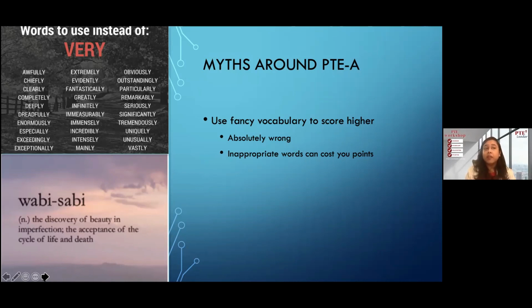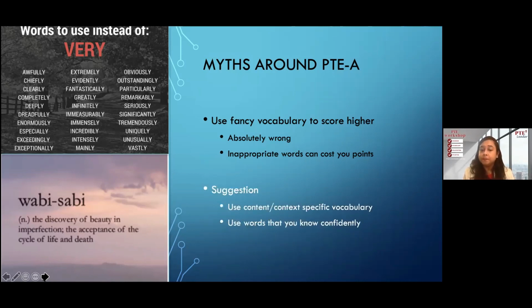Use words that you know make sense in this specific context or a specific topic. Otherwise, stay away from using words that you are not very sure about, and don't take that risk. So my suggestion would be to use context-specific vocabulary. If the essay topic is on education, don't use a fancy word from another topic, for example, on politics or on health. Use words that you know confidently. Don't take risks of using words whose meaning you don't know for sure. Use only the words you know confidently.